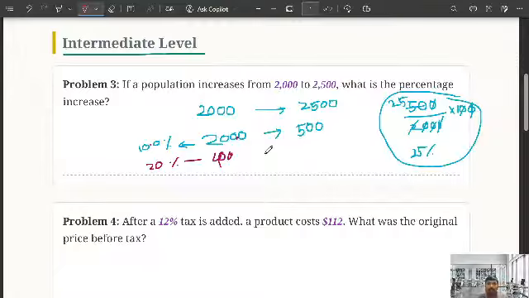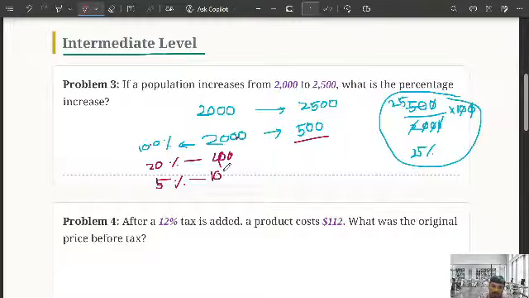400 means 20%. So we need 500, 100 more. So 100 means how much percent? 200 means 10%, then 100 means 5% generally we can say. So 5% is equivalent to 100. 5% means 100.